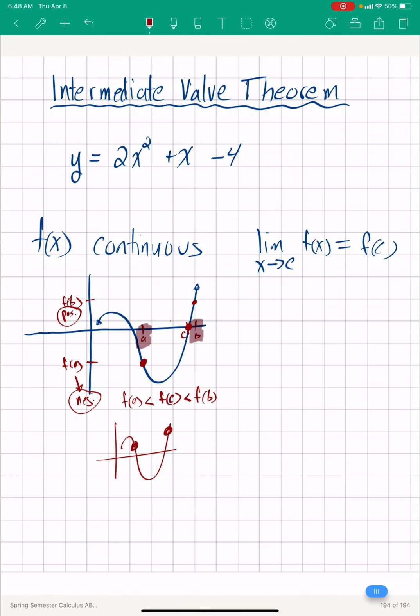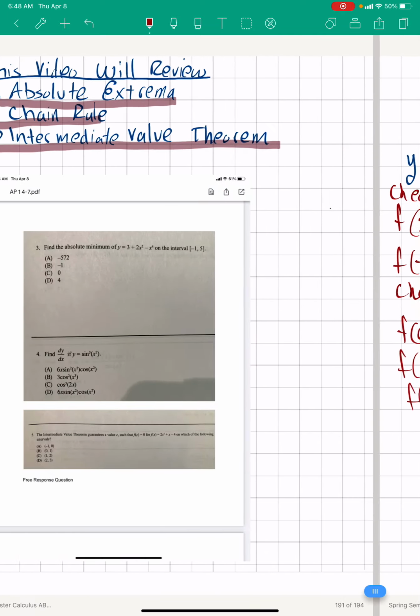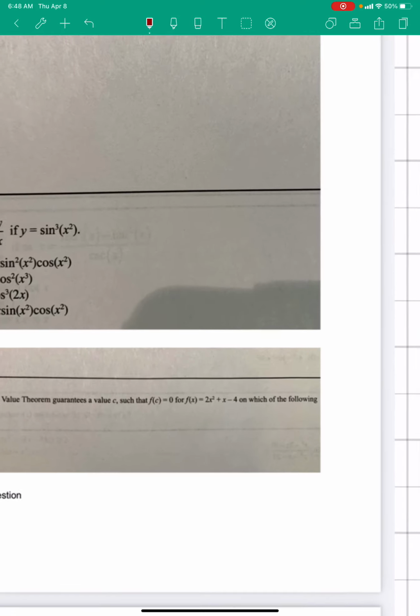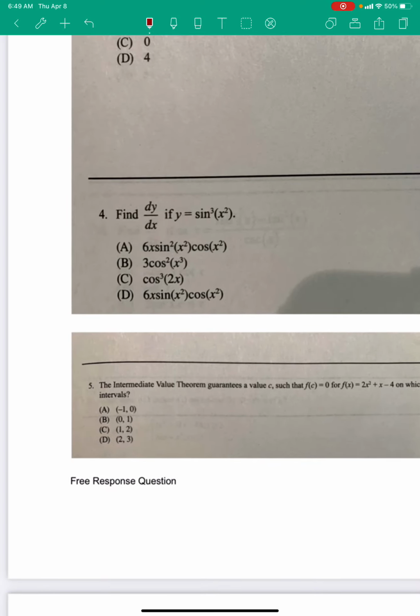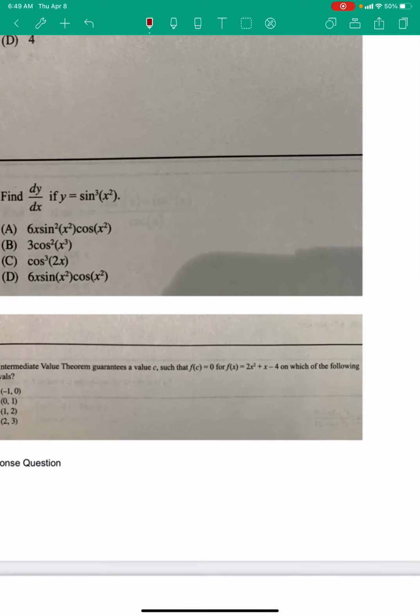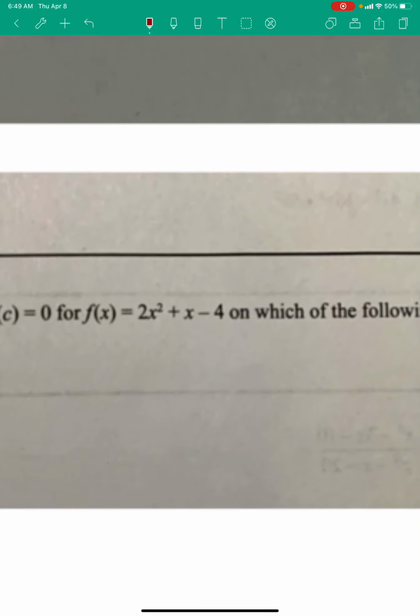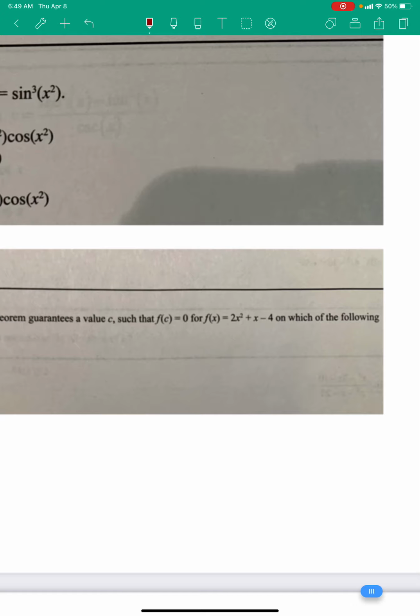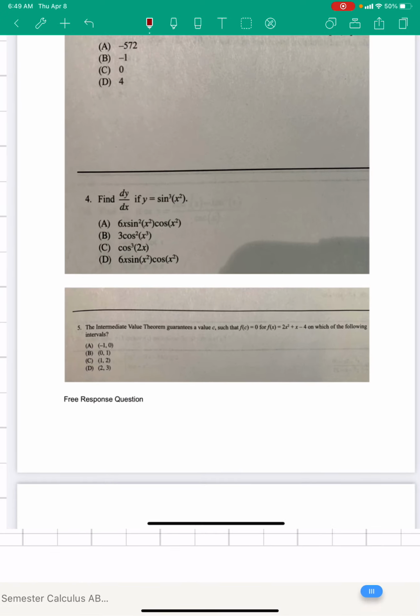So let's go back to the original problem. We have y equals 2x squared plus x minus 4. What was the question asking, and how can we apply intermediate value theorem now? This question says the intermediate value theorem guarantees a value c such that f of c equals 0, which we just proved, for this function on which of the following intervals? Would it be between -1 and 0? Would it be between 0 and 1, 1 and 2, or 2 and 3?